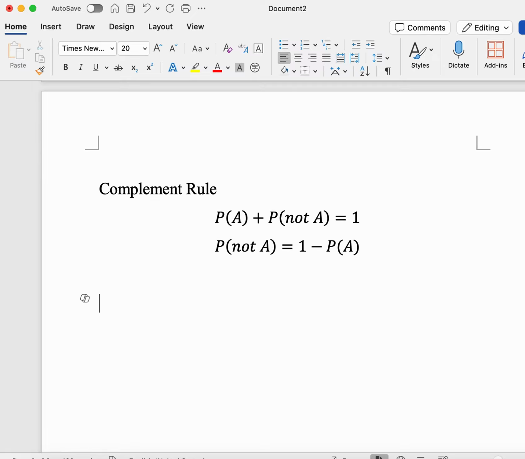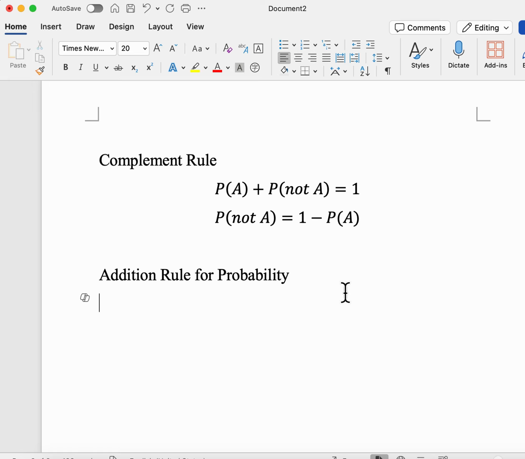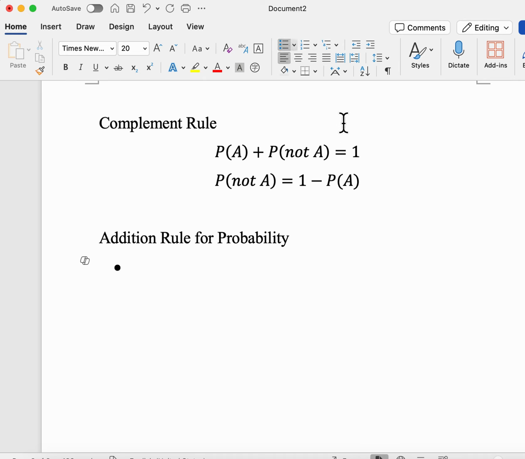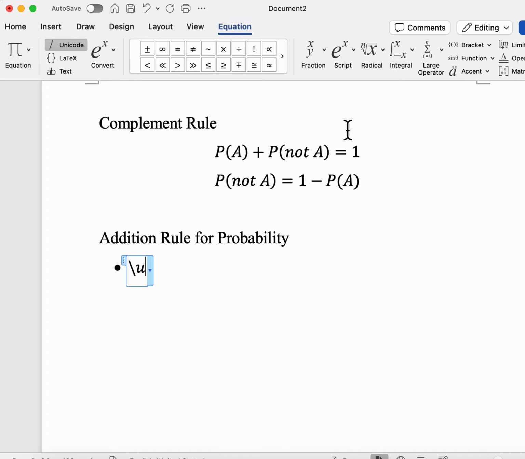Aside from the complement rule, we can also do some crazy additional things. One of them is a special addition rule for probability. But in order to really understand this, we need to introduce some extra notation. We need to use these symbols here. Let me write them up. This is called a union, and this is called an intersection.